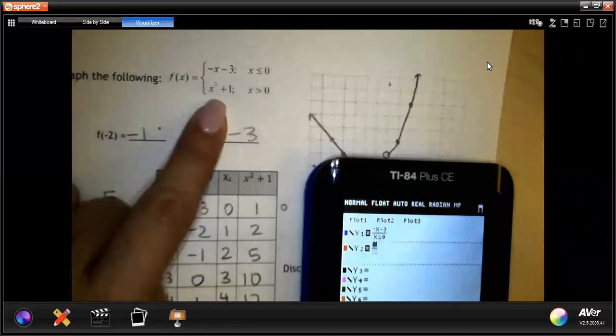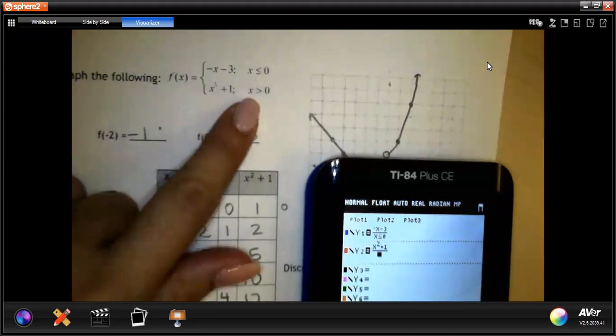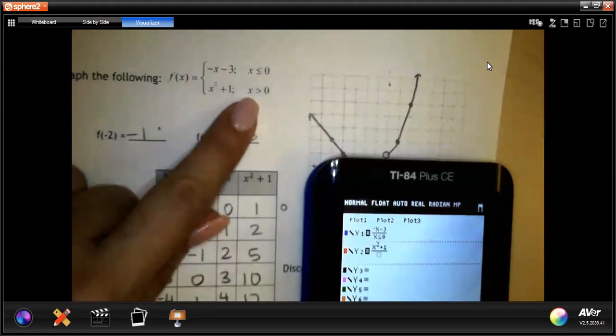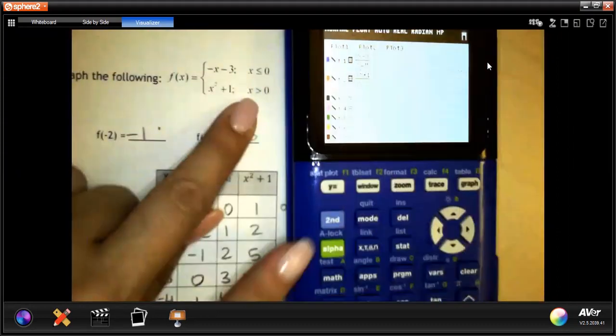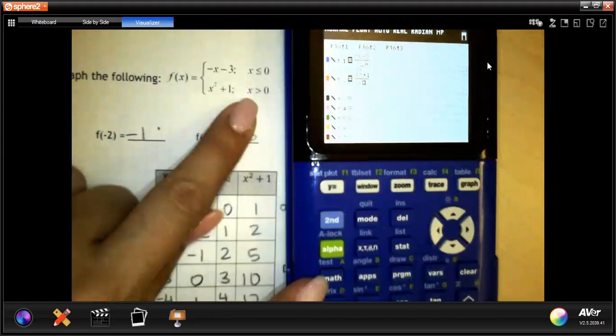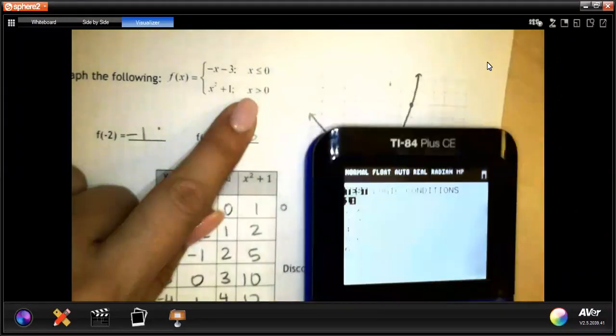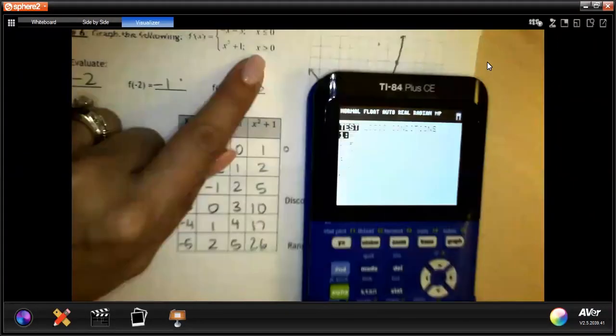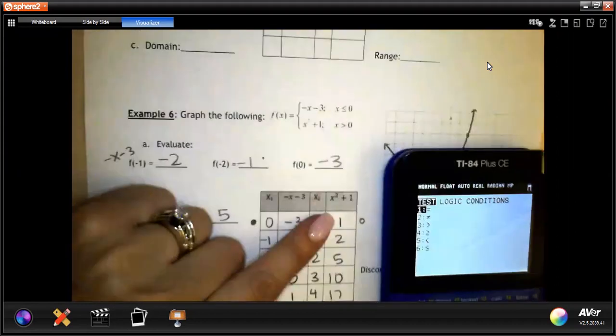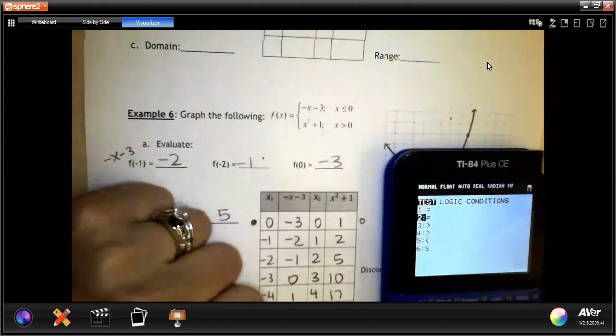Then I'm going to put in the x squared plus 1 in my numerator, and then I'm going to want to put my domain restriction in my denominator. So I hit x, and I want to say is greater than 0. In order to get the greater than sign, you have to hit second. I'll show it to you down here. Second, and then math to get to that test part. The test is going to give you the inequalities. Sorry about that. There's a glare on my calculator. Let's see if I can get that better. There we go. And I want it to be the greater than 0. So that's that number 3 there.